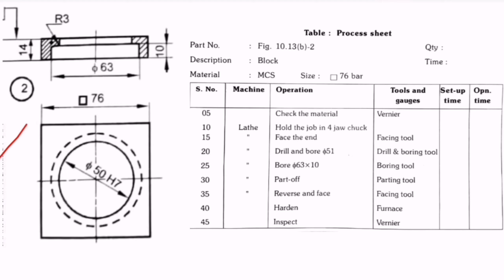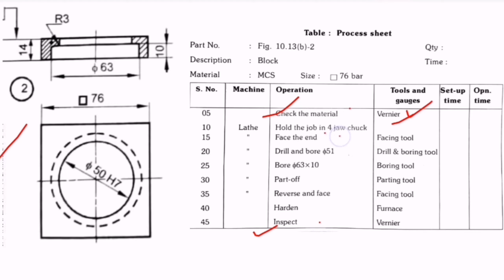Let's observe this figure and prepare the process sheet. First of all, the first operation in every process sheet is to check the material size, that may be with any tool like vernier or screw gauge or scales, and the final operation is inspection. So these two are very important, the starting one and the ending one. In between, what operations are there?